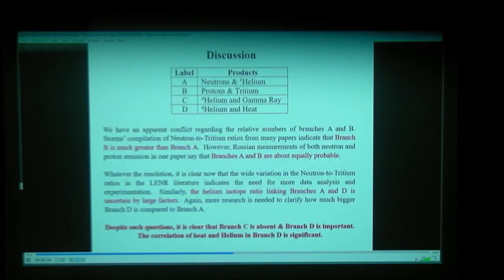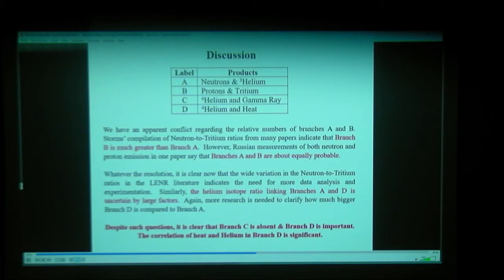So what we have now are four different branches. The first three are the usual ones from hot fusion, A, B, and C, and D is the LENR production of heat and helium, just as you saw in the data compiled by Ed Storms. If you back off and look at these, we have an apparent conflict. The compilation of Ed Storms of neutron to tritium ratios shows that branch B is much, much greater than branch A, but the Russians measured those two branches to be equally probable.